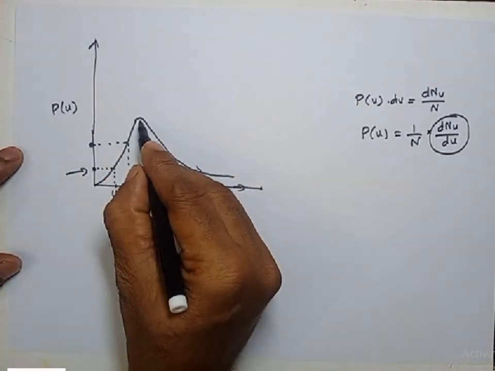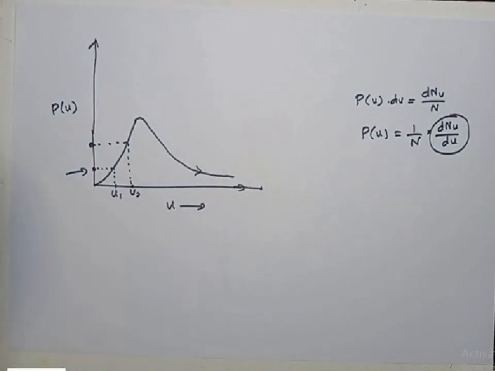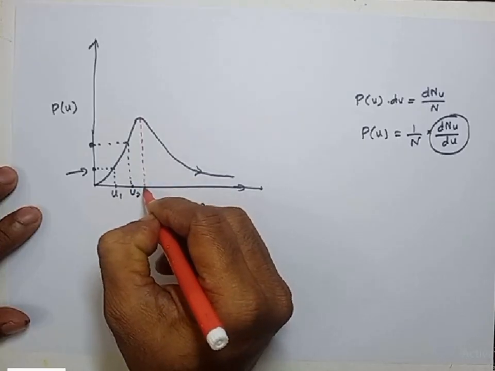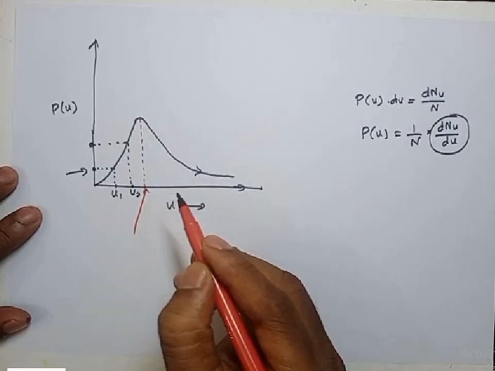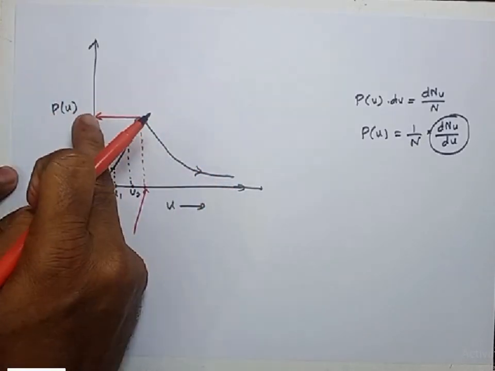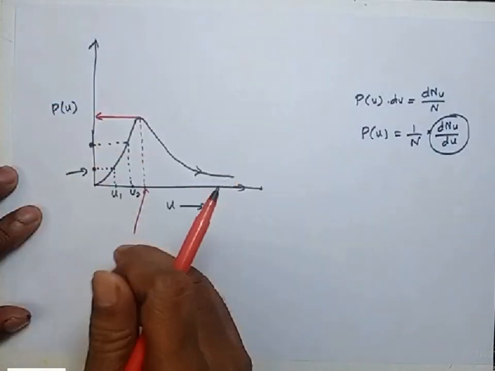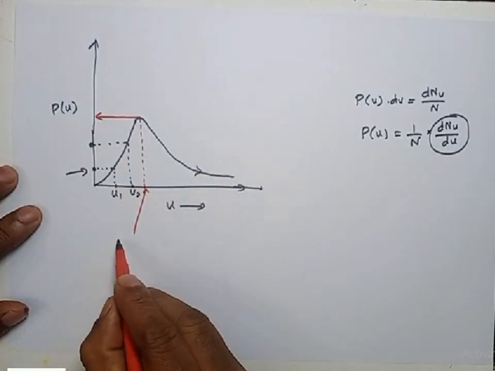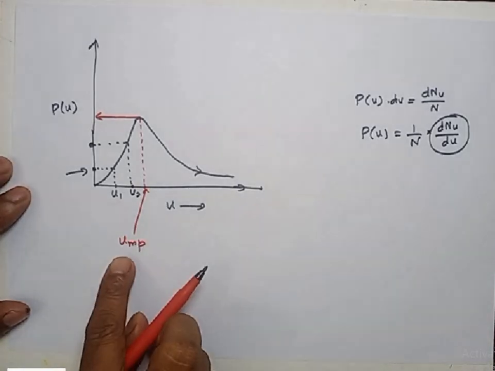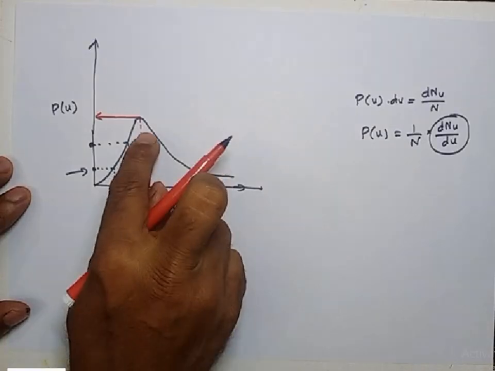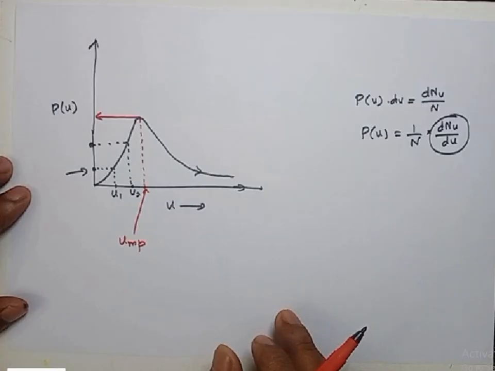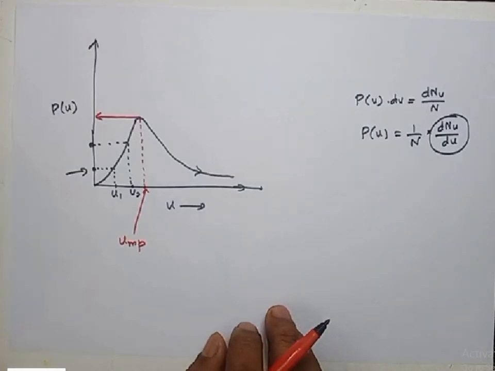Now, observe carefully, there is a point, a velocity, here. At this velocity, the maximum number of molecules, or maximum fraction of molecules, have this velocity, called the most probable velocity, UMP. What is UMP? It is the velocity possessed by the maximum number of molecules, or maximum fraction of molecules, you can say. Is this clear to all?